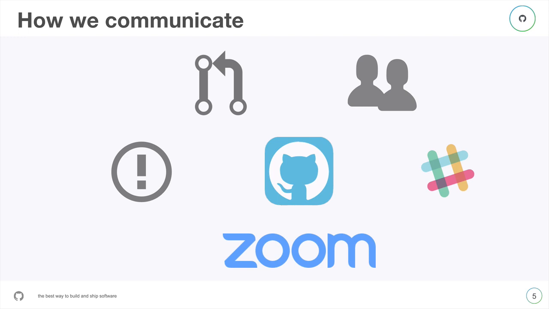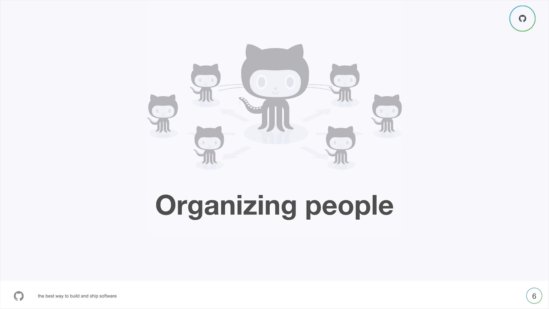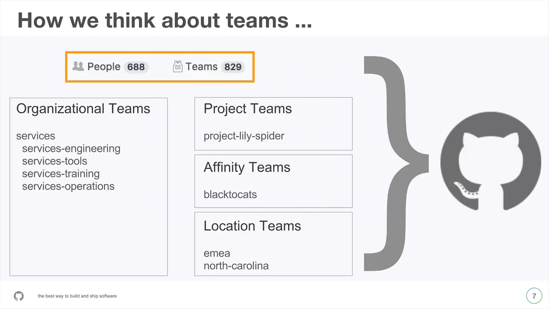And I think that'll become apparent as we go through this session of how we organize our work based on that. So let's talk about how we organize people. First of all, I think it's important to understand how we think about teams. You can see here, this is an example. We have 688 people and 829 teams.